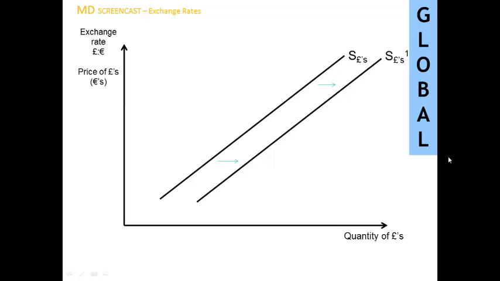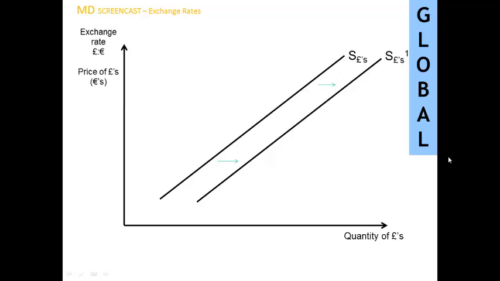There may also be a reduction in UK interest rates. More pounds may become available to supply on the foreign exchange market. If UK holders of pounds were looking for better rates of interest abroad, this may lead to an increase in supply of pounds to acquire foreign currency.